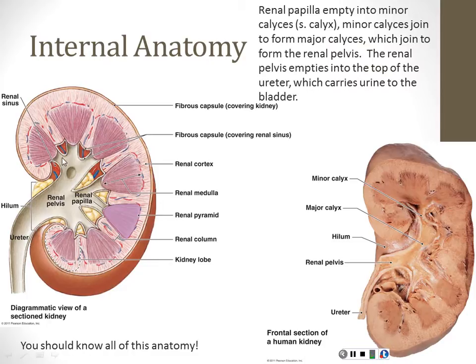So this is a minor calyx, this is a minor calyx. These are all minor calyces, right? And they're all heading up to the tip of these cone-shaped regions. And this little hill right here is called, not surprisingly, the renal papilla, right? We've heard that word before. Papilla is hill. So this little bump is the renal papilla.